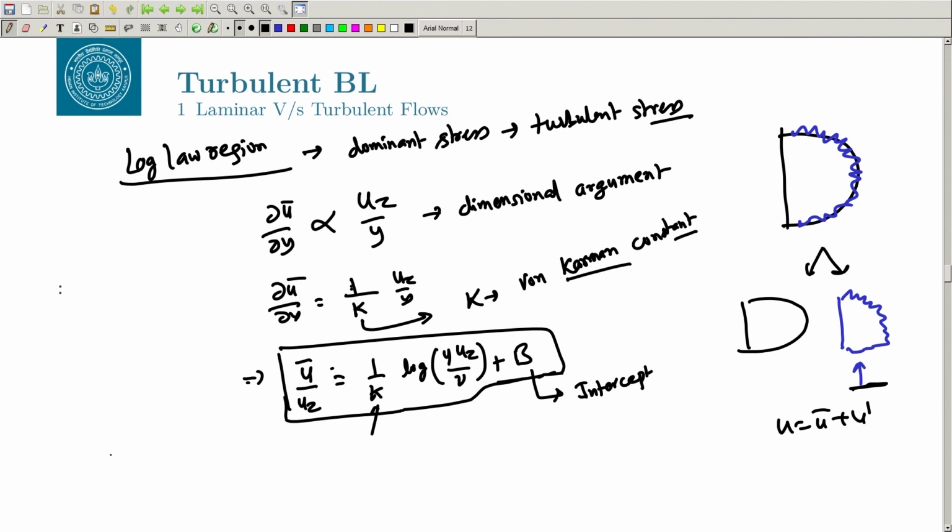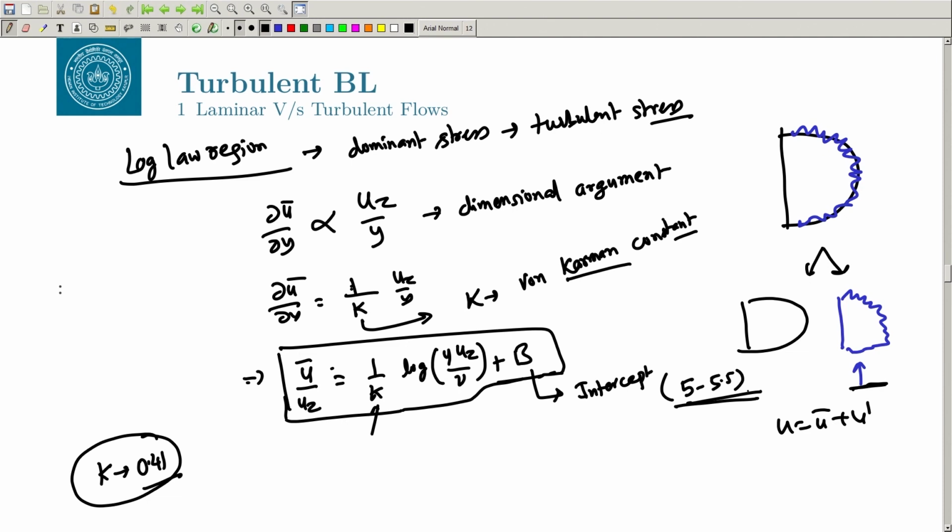Typically, the value of the von Karman constant is taken as 0.41, and the intercept value is not a constant value, but typically it is around 5 to 5.5 or so. Remember, this Karman constant 0.41 is considered to be a universal constant, while the intercept is not a universal constant; it depends on the flow.